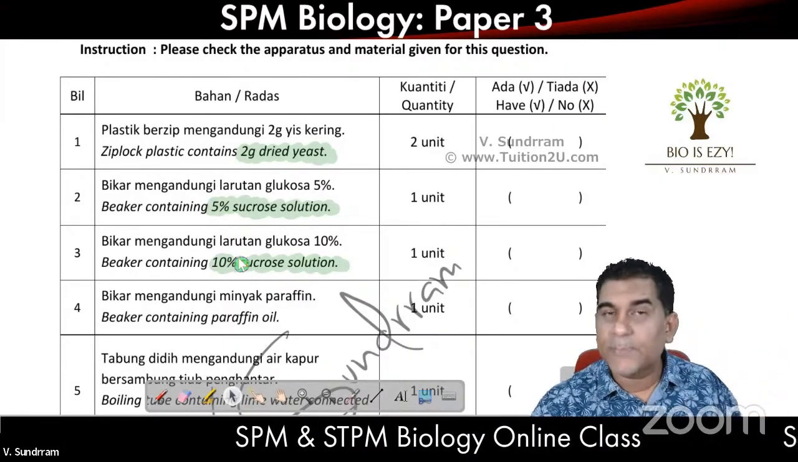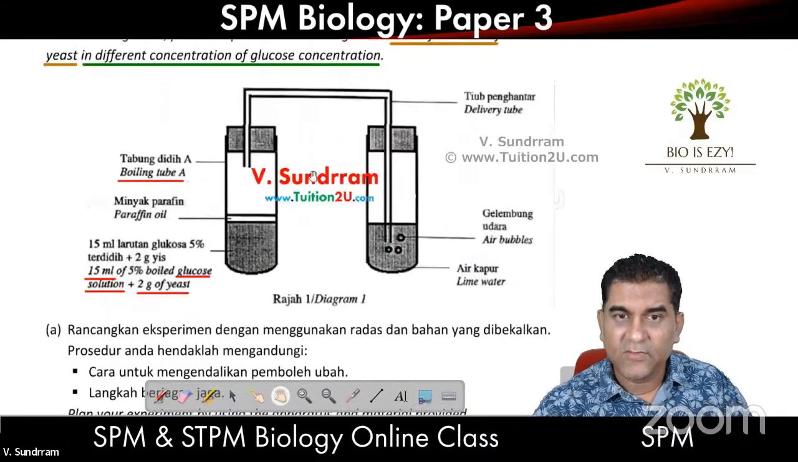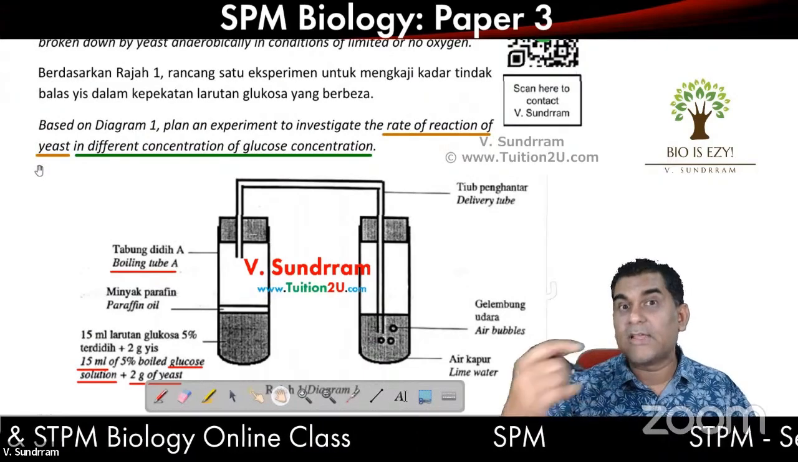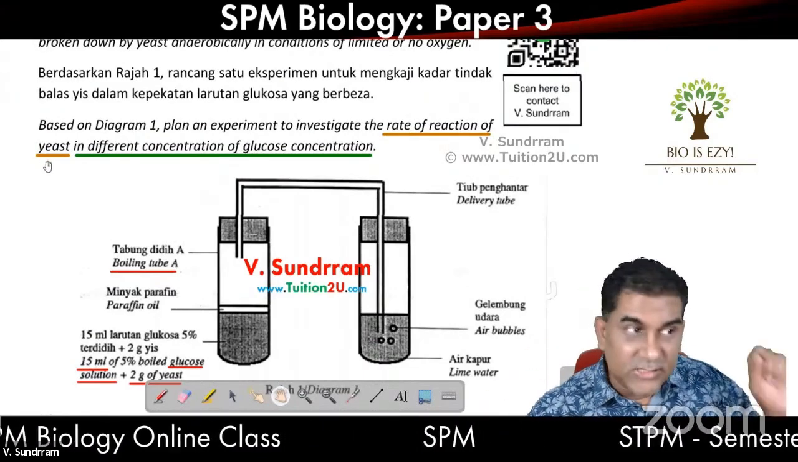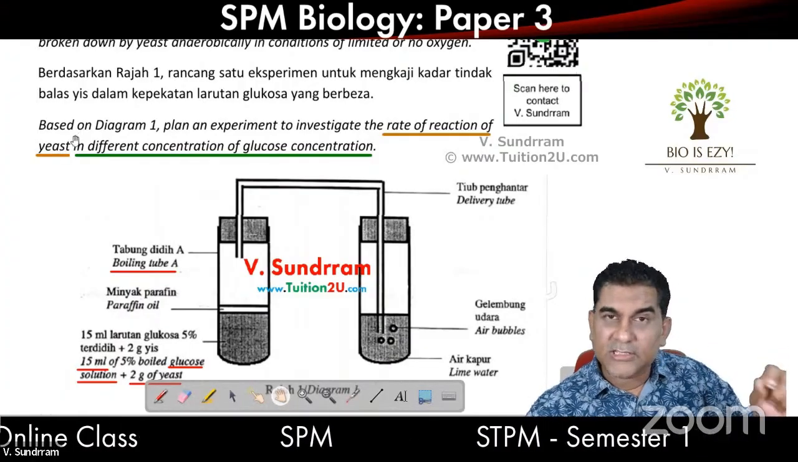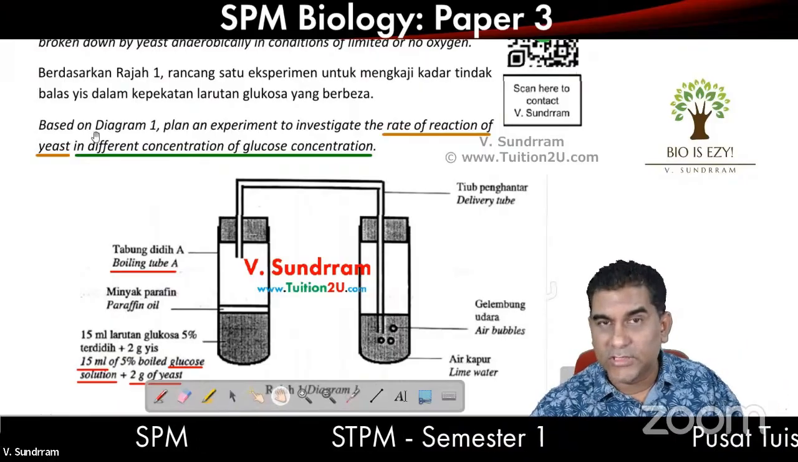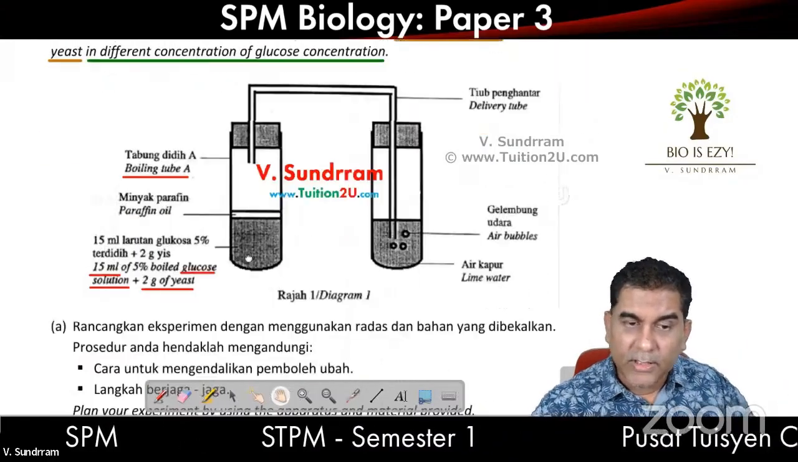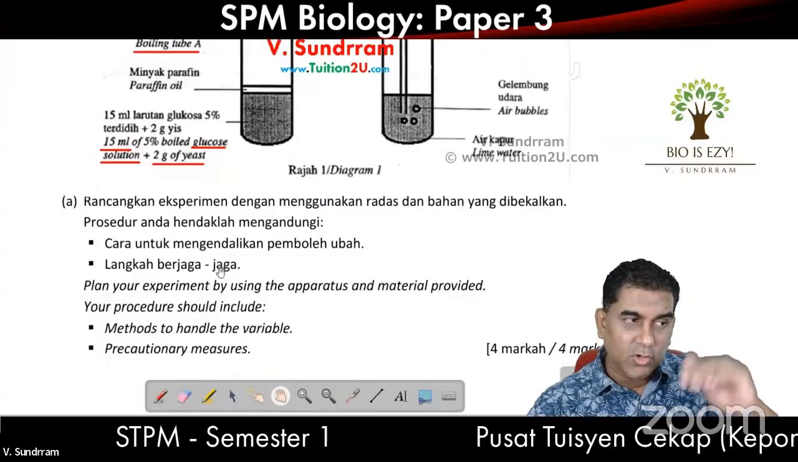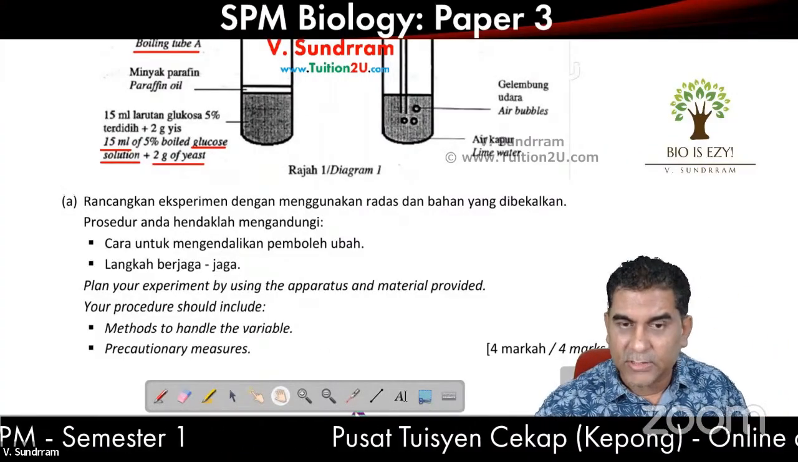What is the responding variable? The responding variable is given in here, which is the rate of reaction of yeast. Now, how do you calculate the rate of reaction of yeast in the experiment? Because it's a calculation, what do you measure in the experiment? What we can do is go to a further question. Normally, the question like this is question A. If you go to question B or question C, you'll see a table. In the table, you can get the clue.